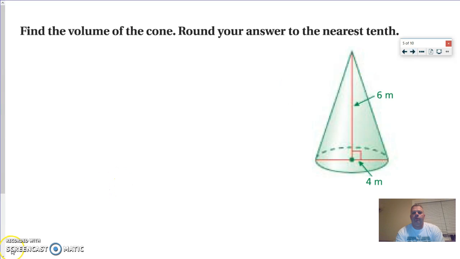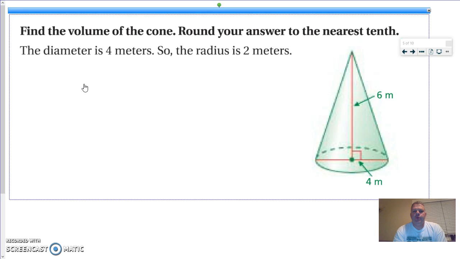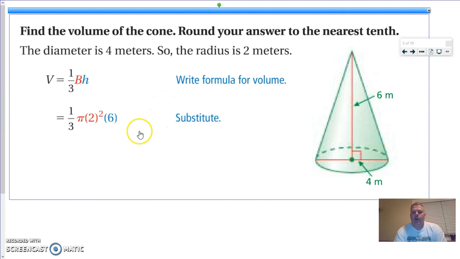In our first example, find the volume of the cone. Round the answer to the nearest tenth. In order to do that, we need to figure out that the diameter this time is 4 meters. Therefore, the radius is half of that, so we know the radius is 2. Again, we can write the formula for the volume of a cone, 1/3 the area of the base times the height.